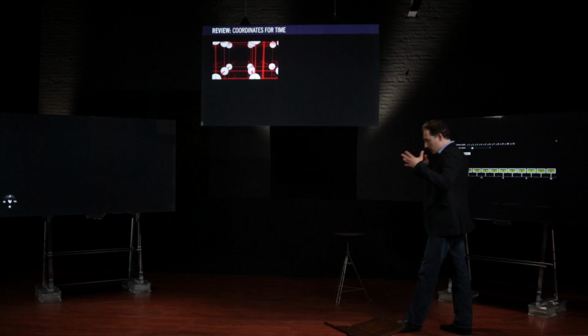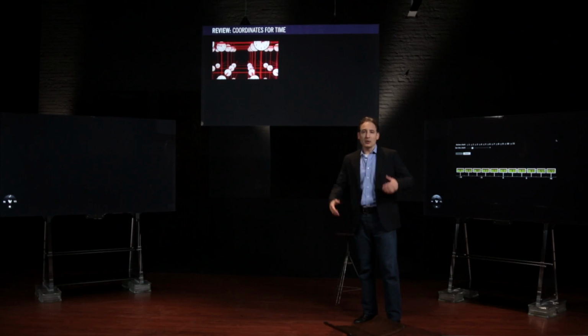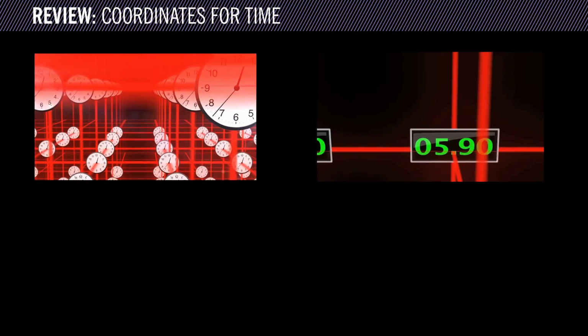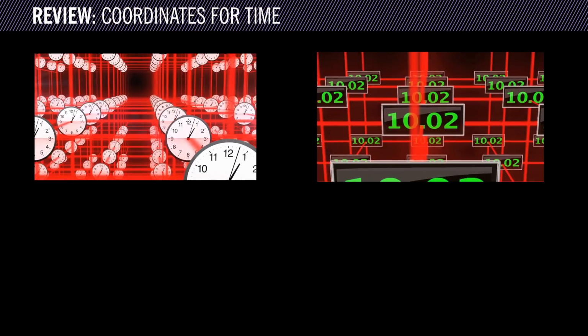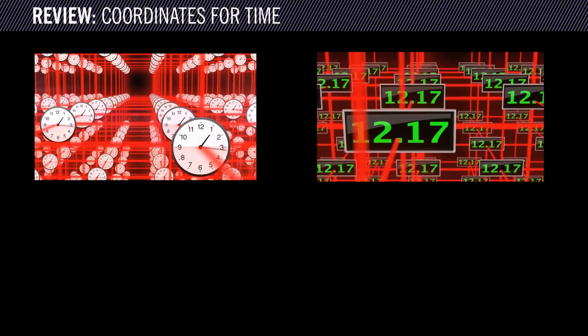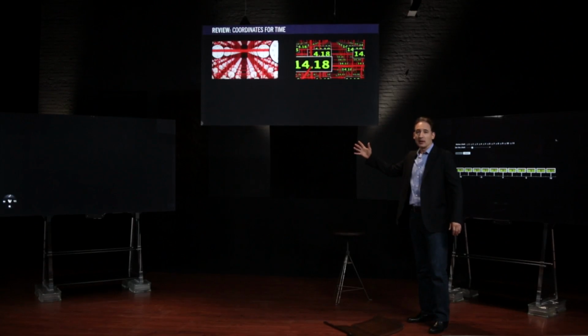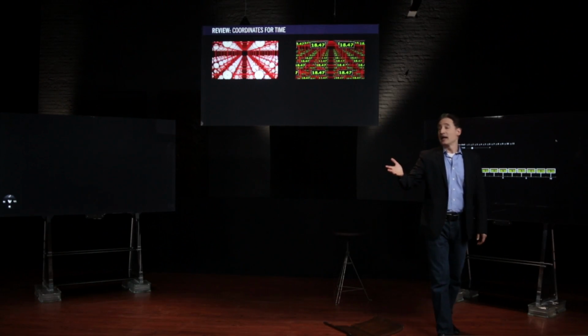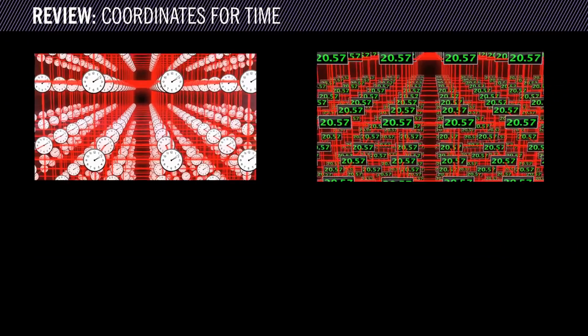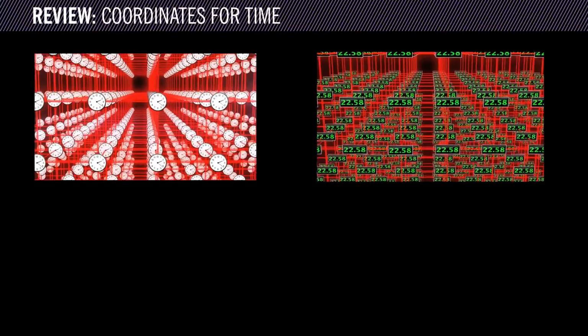So we've now described not only how we are able to talk about coordinates for space, but also coordinates for time. And the essential idea that we have described is we now imagine that at every location in space, we put a clock. And we use that clock as a means of determining when an event takes place.